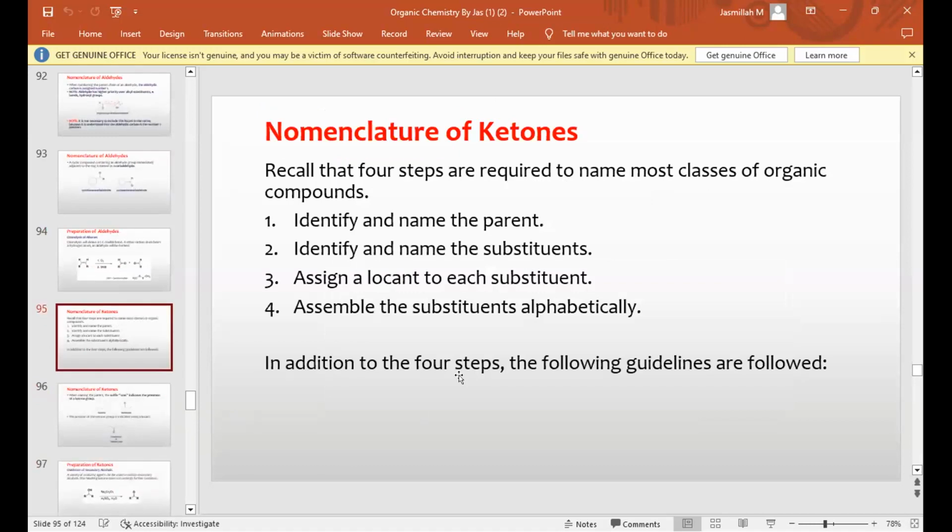Then now we come to ketones. Similar to the way we were naming aldehydes, first we identify the parent, then we identify and name the substituents, whatever substituents will be there apart from the carbonyl substituent, and then we assign the numbers, then finally assemble the substituents alphabetically.